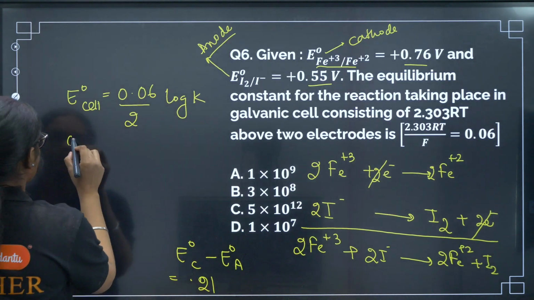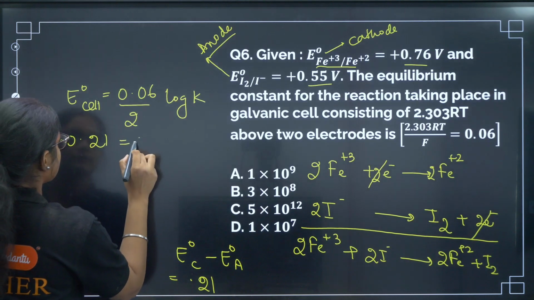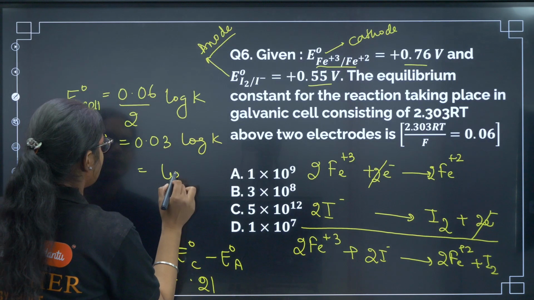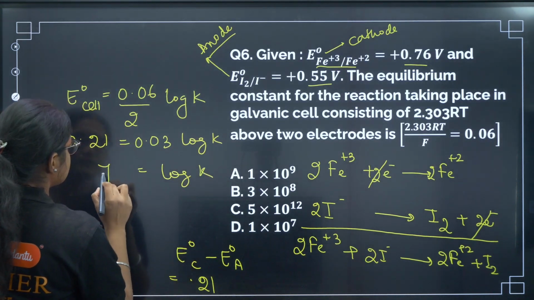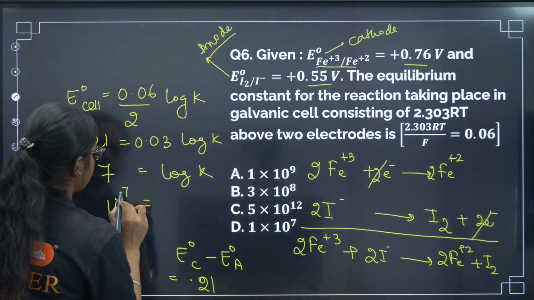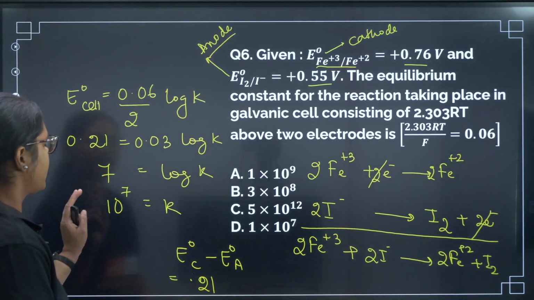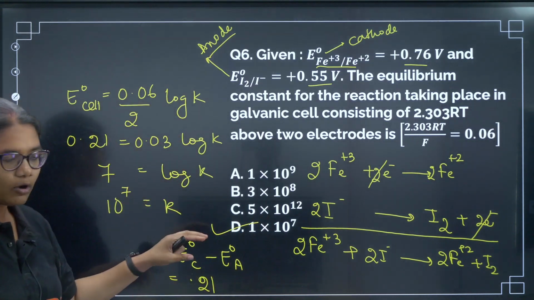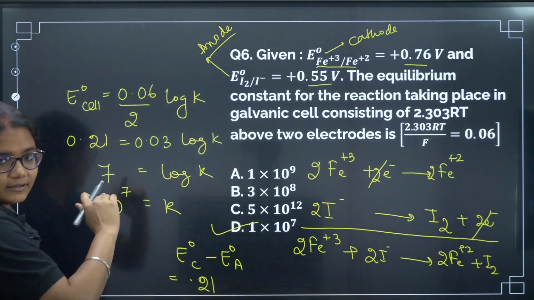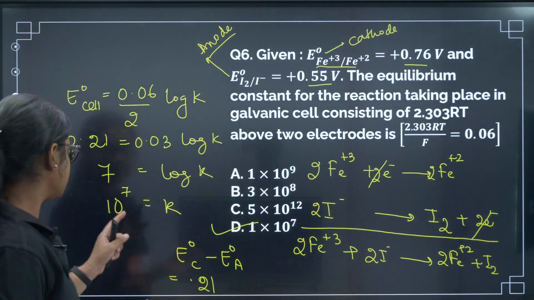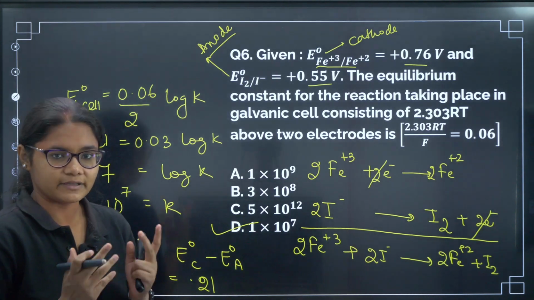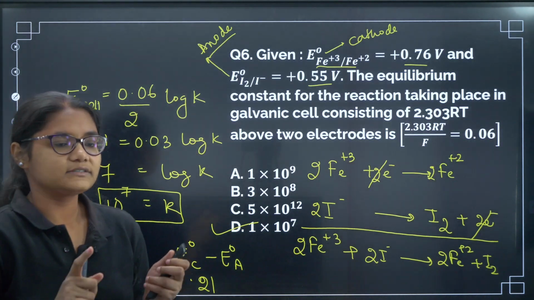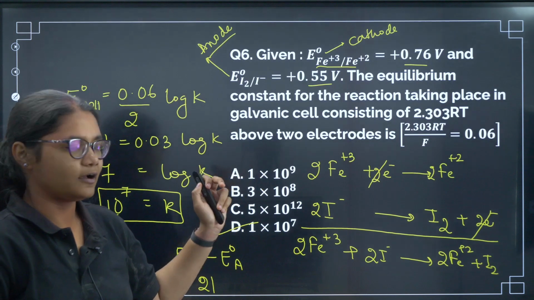So now if you solve this, we'll get 0.21. We can write it here, 0.21 is equal to 0.03 log K, or log K is equal to 7, or 10 to the power of 7 is K. So the correct answer for this one is option D. Whenever you take anti-log, whatever is the value on the other side becomes the power of 10. Like suppose it is 7, it will become 10 to the power of 7. So we'll get this as the answer. From equilibrium constant, this type of questions are generally asked.